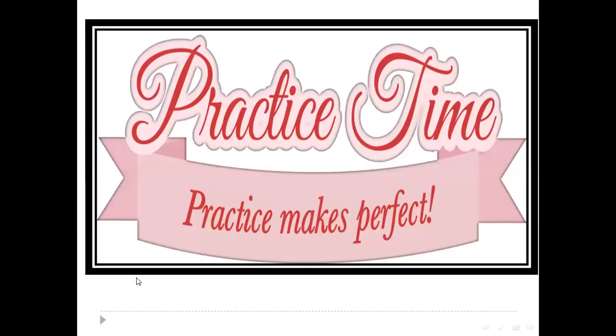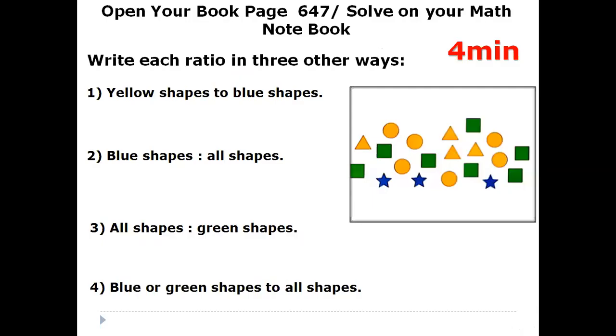Let's practice now from the course book, your student book, page 647. I'm gonna give you 4 minutes to do questions 1, 2, 3, 4. You need to write each ratio in the 3 forms of writing it. Once you're done, you can continue watching. So pause it now, solve the questions in the notebook, then continue watching to check your answers.